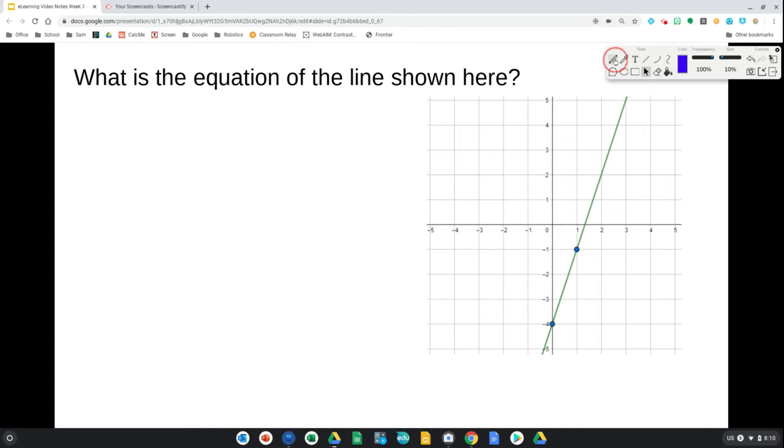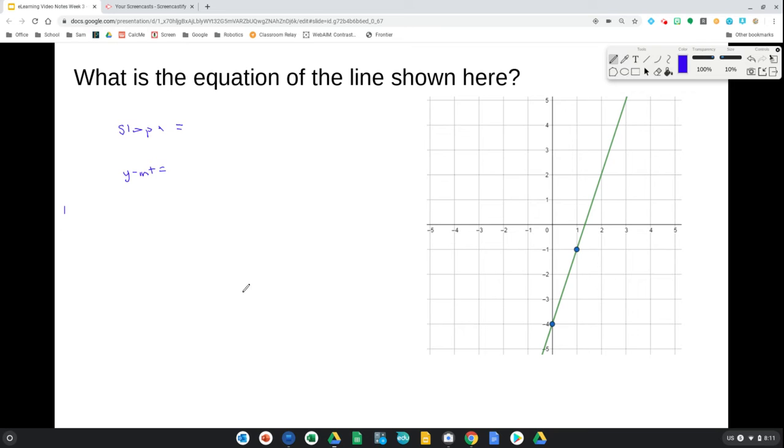Now, you were doing this at the end of your last assignment, where I would give you a line like this, and I would ask you what the equation was. And if you remember, there's basically two questions that you need to answer. You need to figure out what is the slope of that line. And you also need to figure out what is the y-intercept of this line that you are trying to write.